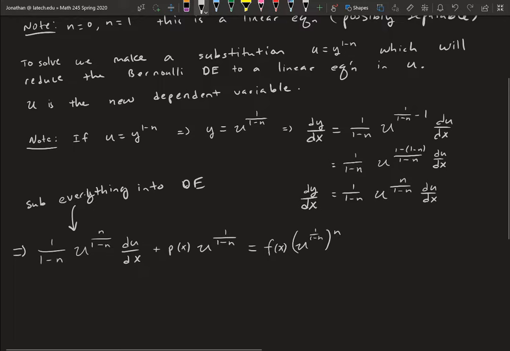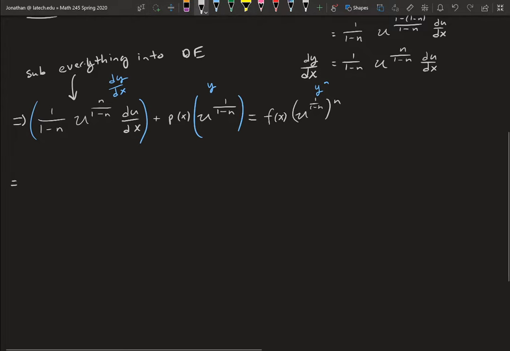So the differential dy dx is right here. So basically this right here is dy dx. This right here is y, and this right here is y to the n. I'm just replacing it with what it is in terms of u. And now we're going to do a little bit of algebra to show that we have a linear equation in terms of u.